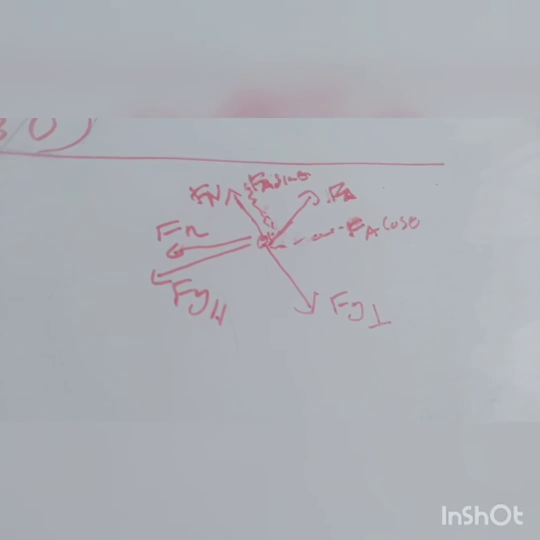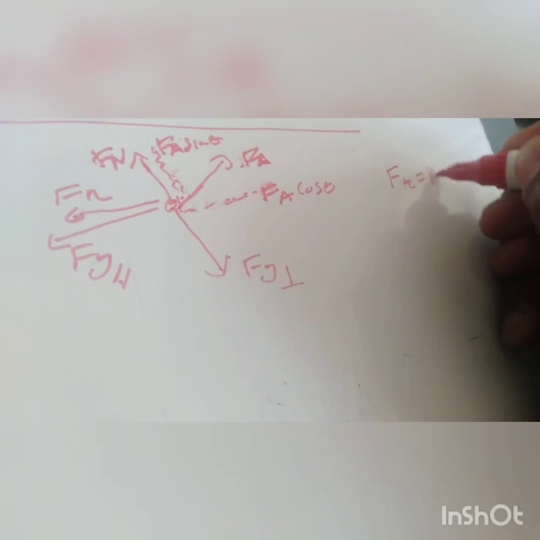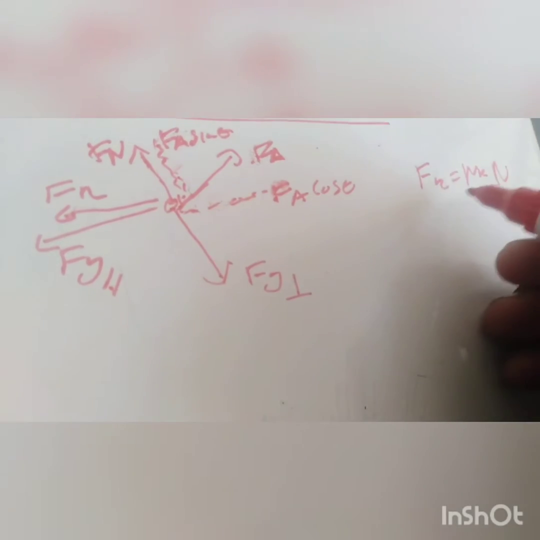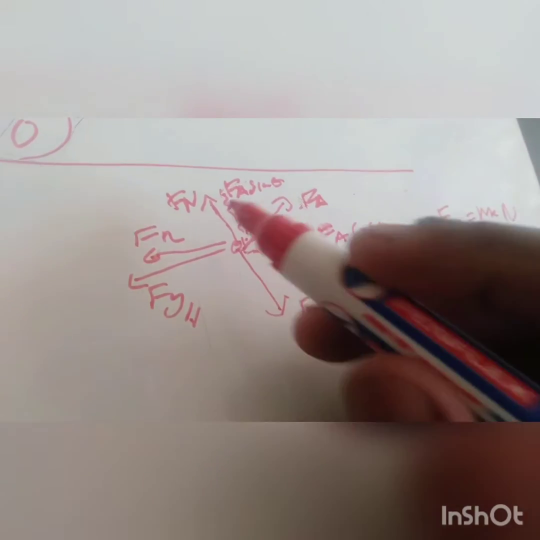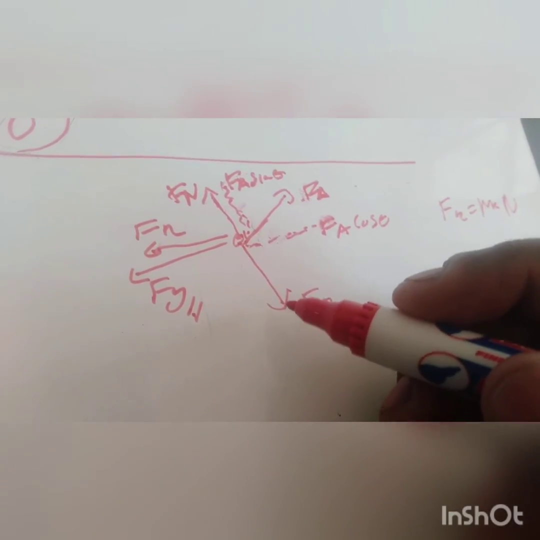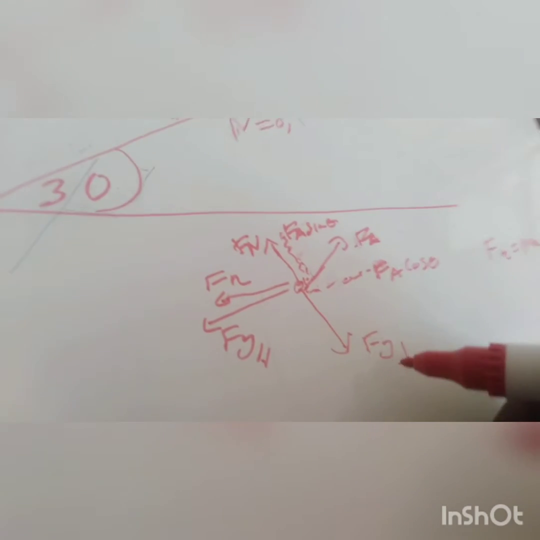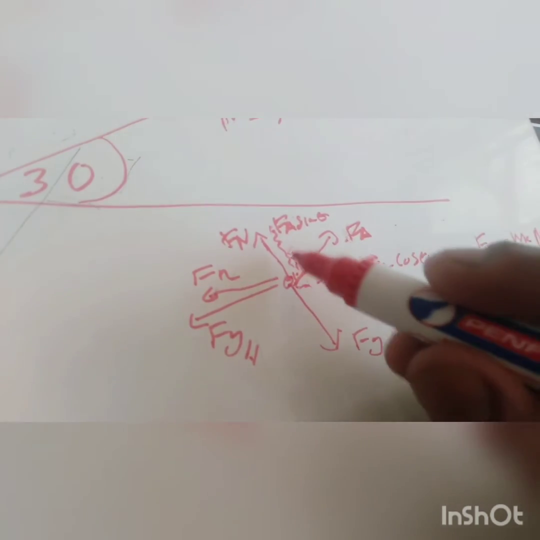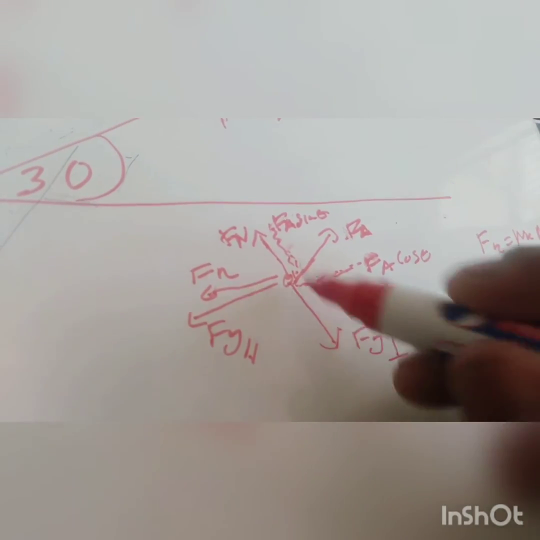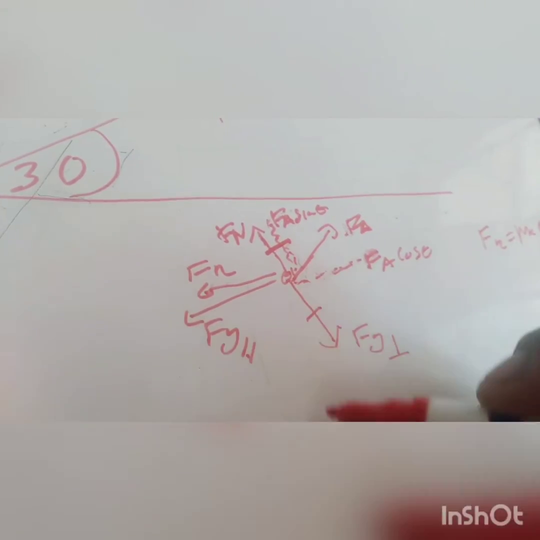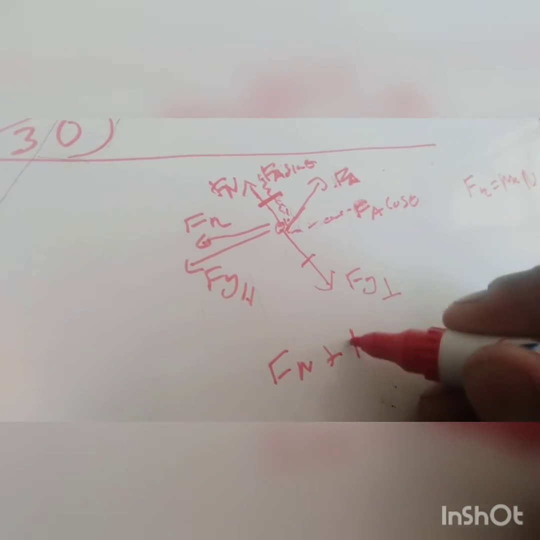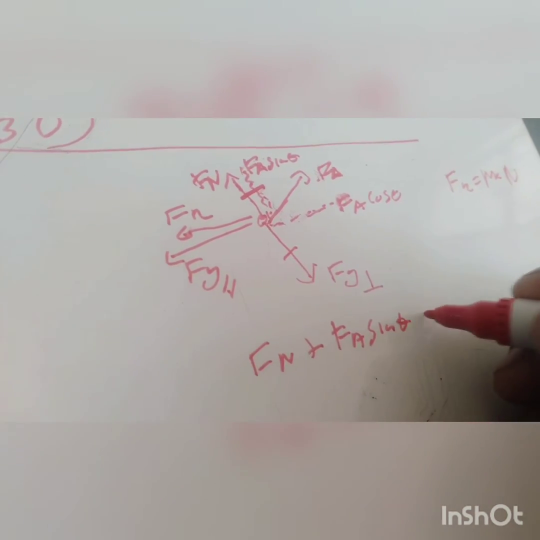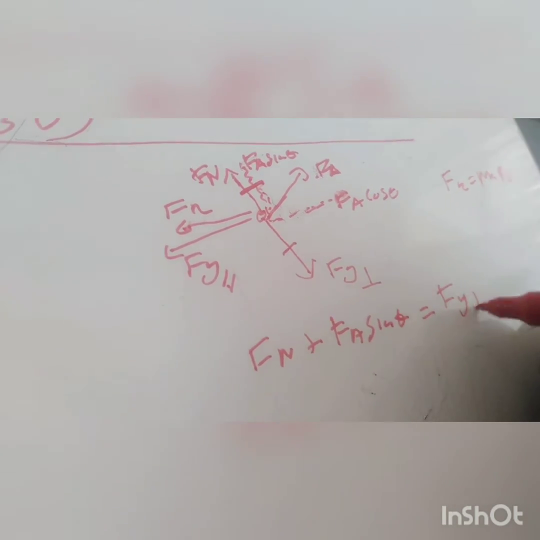So in this case, when we want to find the normal force, because of course Fk is equal to mu Kn, but the problem is we can't find Fk if we don't have the normal force, so we need to find the normal force. In this case, the normal force is not equal to Fg perpendicular. Usually it is when it's an inclined plane, but the problem is we have an extra force there. So for them to be balanced, these two forces need to work together to be equal to this one. So in other words, Fn plus Fa sine theta is equal to Fg perpendicular.